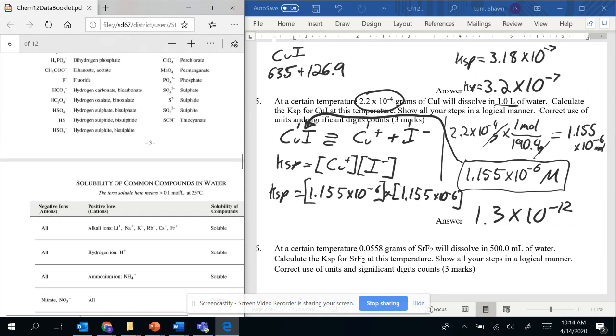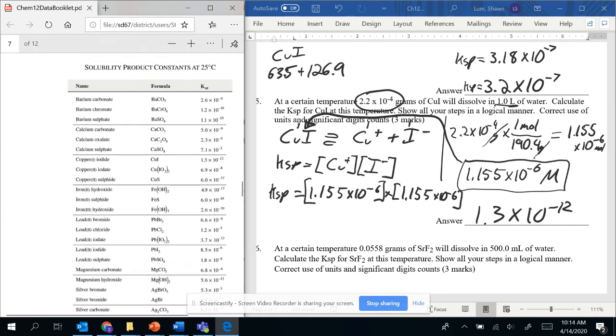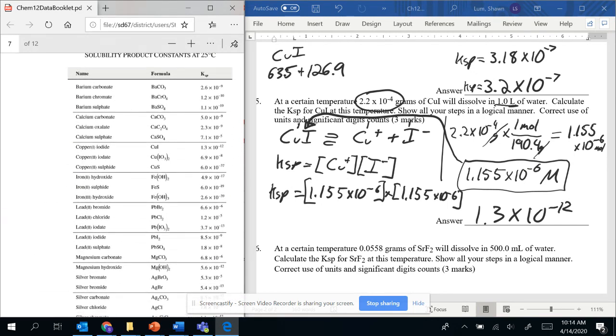Now, CuI, and that's the number that we get right here. So it does happen to be that it's at 25 degrees Celsius.